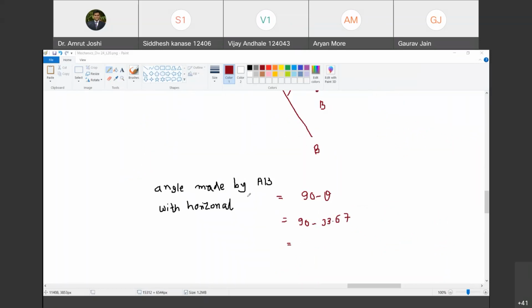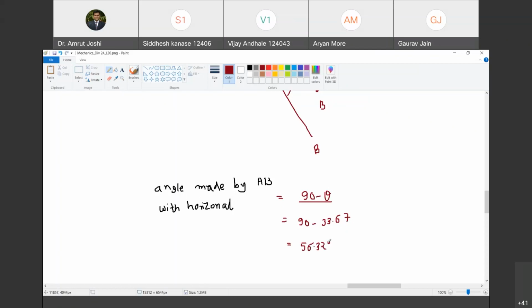But that is the angle made by AB with vertical. So what is the angle made by AB with horizontal? 90 minus 33.67. So what is the answer? 56.32.